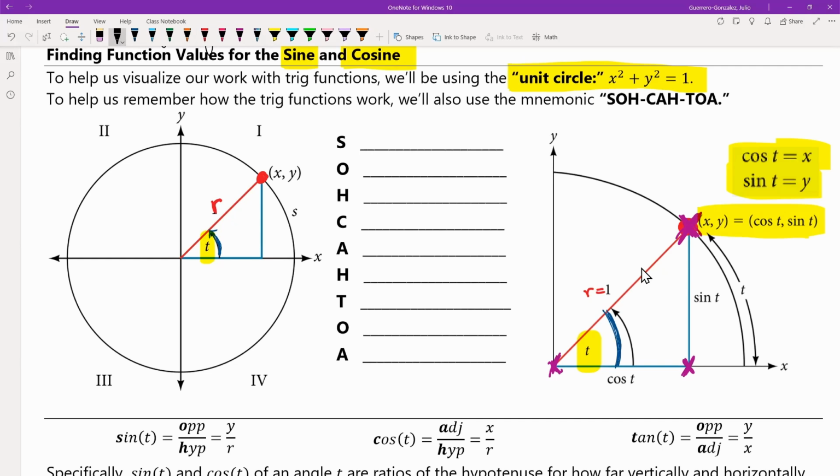For this angle t, the side that is directly next to it, we call the adjacent side. For this side opposite, we call that the opposite side. Go figure, right? And then for this radius right here, we're going to call that the hypotenuse.